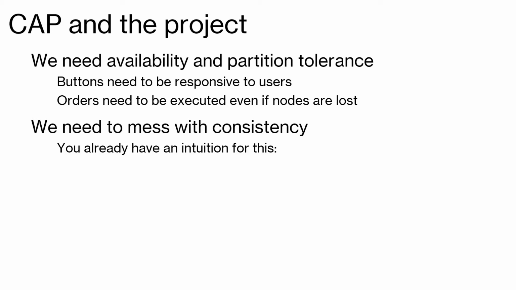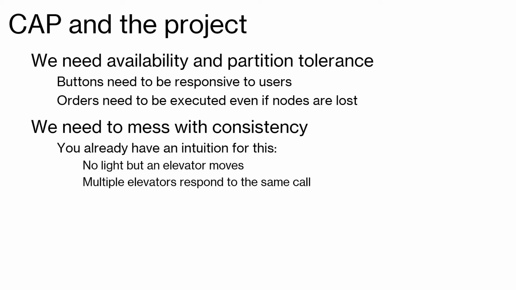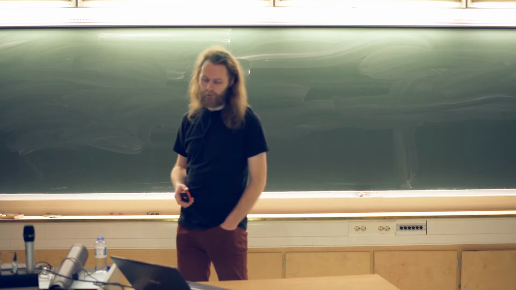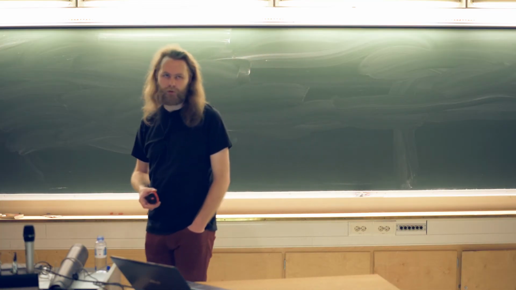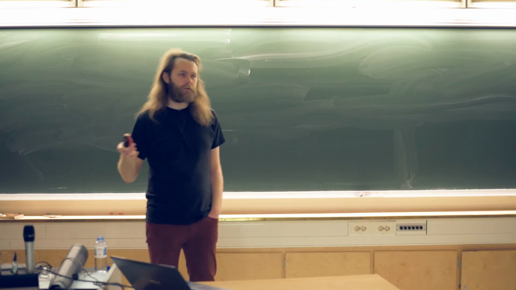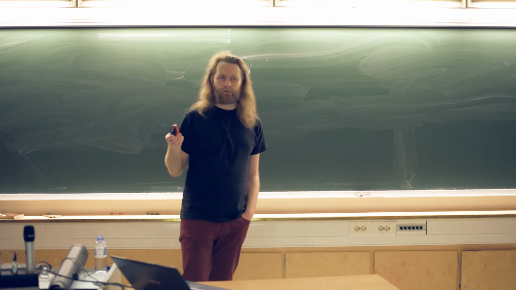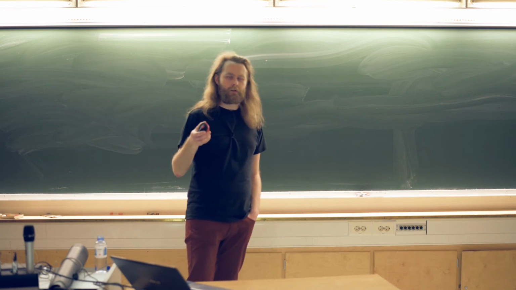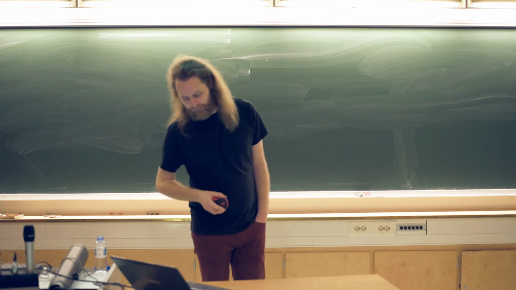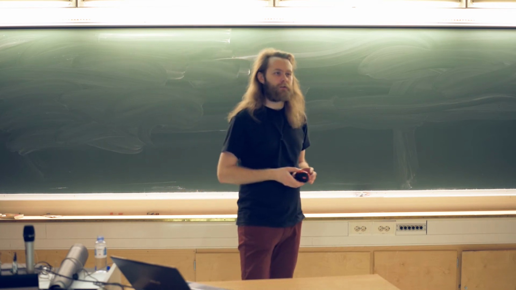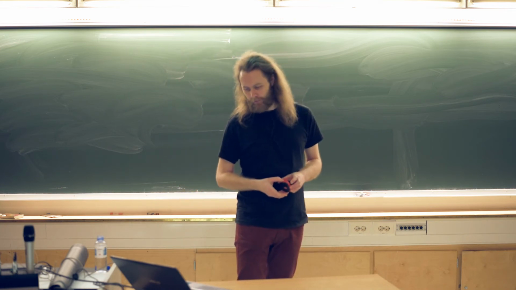And you already have an intuition for this, I think. There's some inconsistent behavior that we have already intuited that we are okay with losing. For example, the button light doesn't turn on, but an elevator moves. Who has that in their design? Is it something that shows up? None of you? Kind of-ish? Multiple elevators respond to the same call. It's an easable, yeah, exactly, that one showed up.